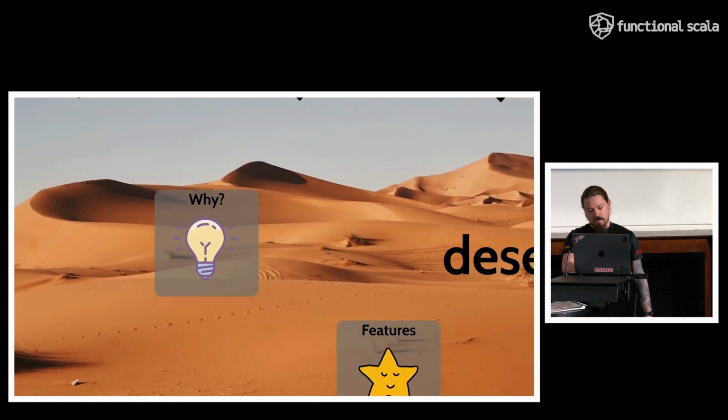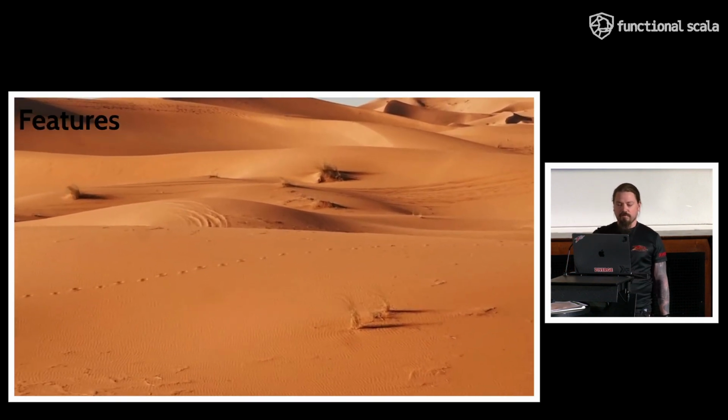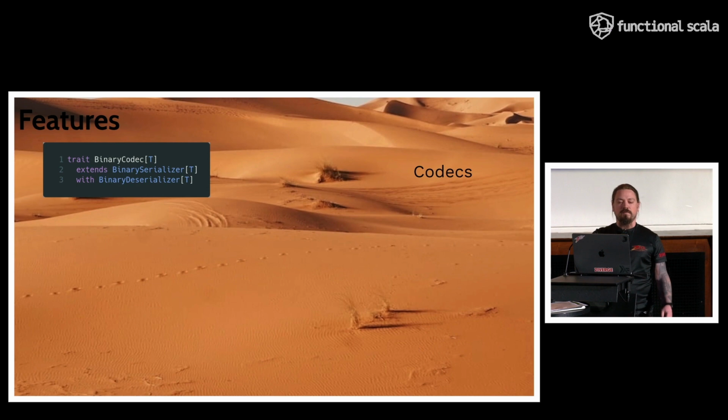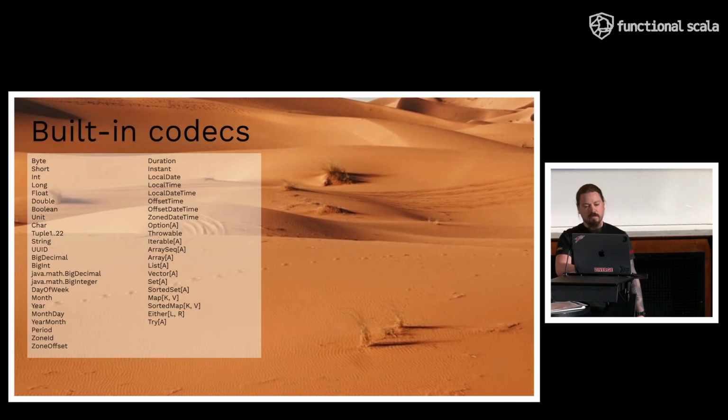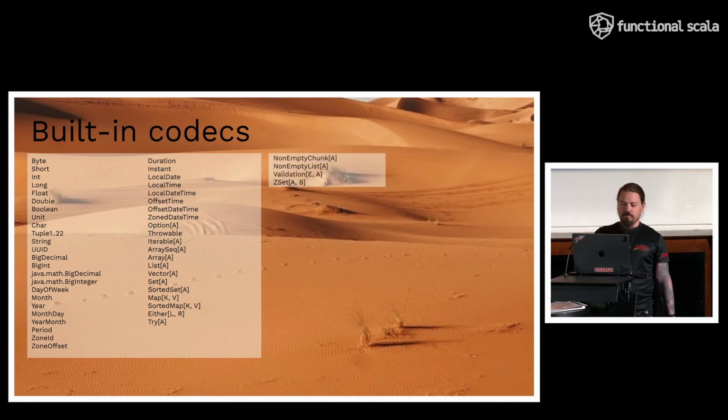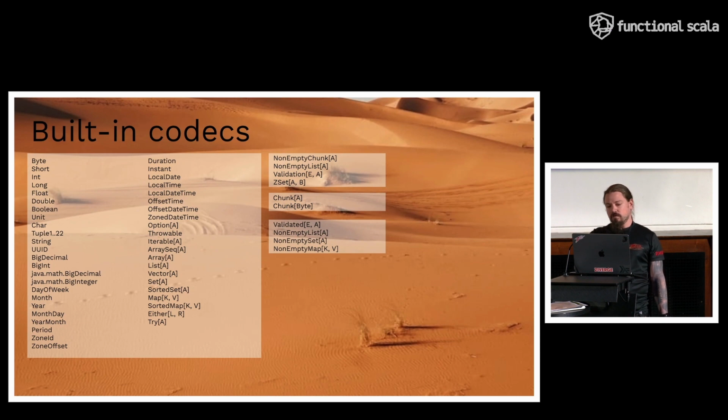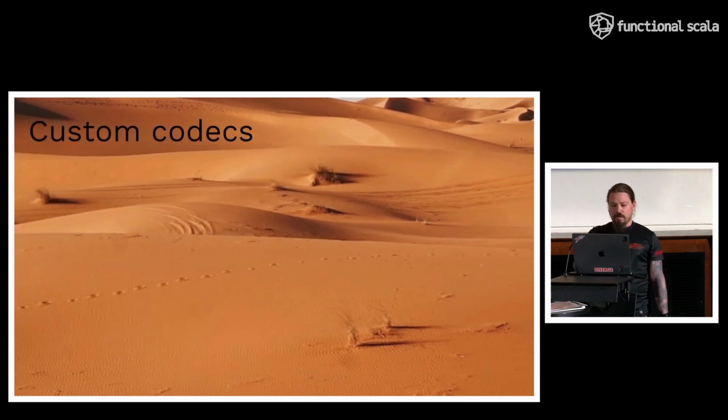So let's see some of the features that this library has. Not very surprisingly, it defines a binary codec trait that describes how to serialize and deserialize a type T. And of course, it has a lot of built-in codecs for all the primitive types and collection types and so on. It also has some extra modules for dependencies like ZIO Prelude and ZIO itself and cats. And of course, you can write your own binary codecs.